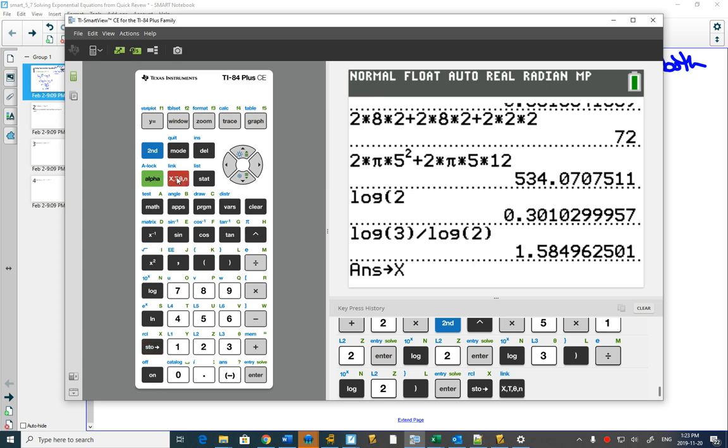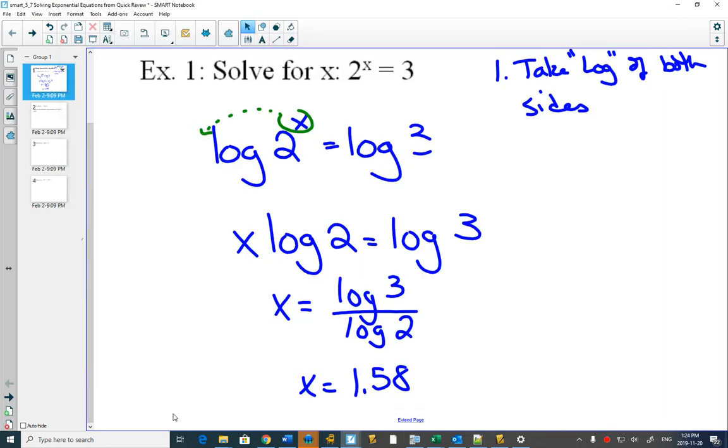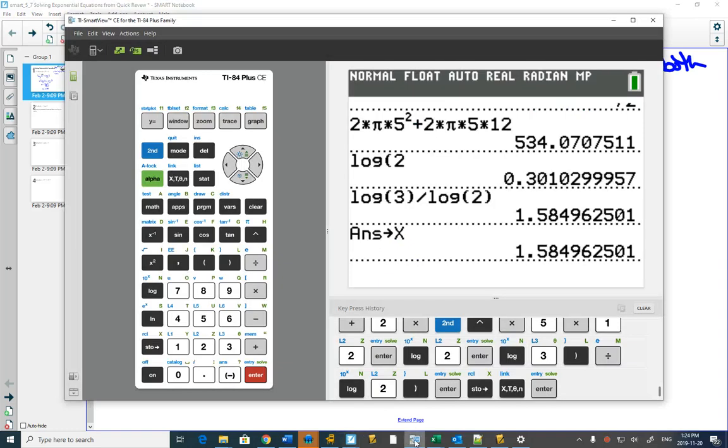I often just pick X. So now, my calculator is remembering that X is 1.58. What was my original equation? My original equation was 2 to the X equals 3. Well, let's check if we got it right.